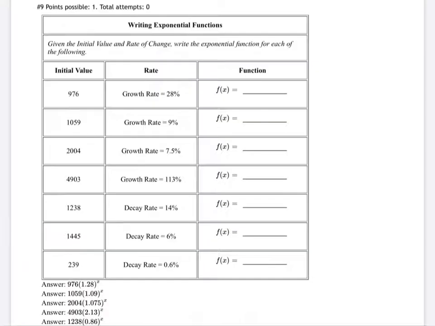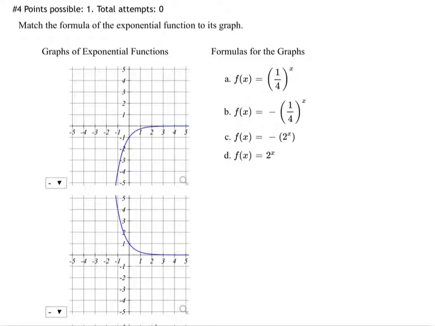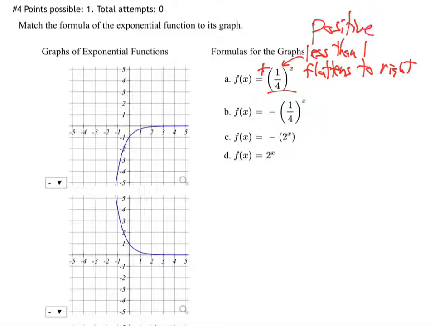All right, let's go on to number 4. Again, they want us to match the graphs up. So first off, 1/4 to the x. This is less than 1, which means the graph is going to flatten to the right. But over here it's positive, isn't it? It's not negative like that next one. It's a positive graph that's going up, but it's going to flatten to the right. So we're looking for a positive graph that flattens to the right. It's looking like this one, isn't it?